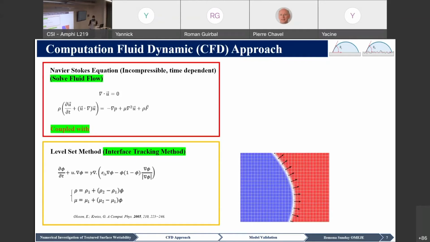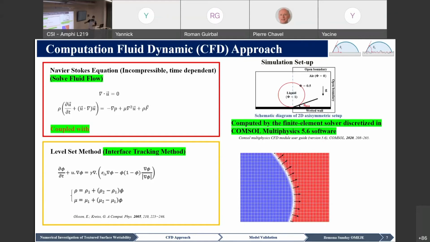And because of the difference of the surface tension between the liquid, the air and the material, we use a level set method to track the liquid on the surface. And this set of equations you see on the slide is being discretized in a software called COMSOL Multiphysics. And you can see our simulation domain on the slides.